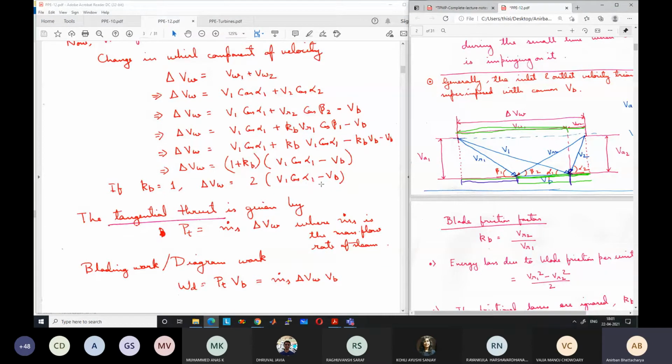We should be able to derive this. This is written in terms of V1, alpha 1 and VB, and there is a reason for that. I am not writing in terms of VR1, VR2, V2 or alpha 2. What is the reason for that? VB is the blade velocity, so VB does not depend on the flow. VB depends on how fast the rotation is occurring, so VB is independent of the flow process. So VB is a design parameter.